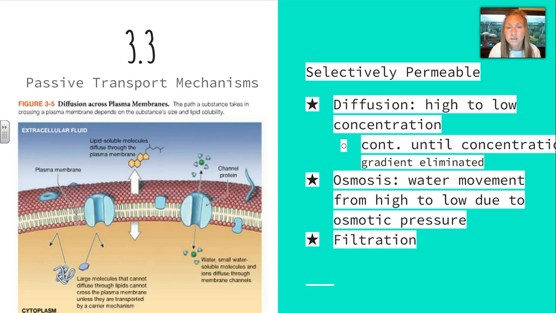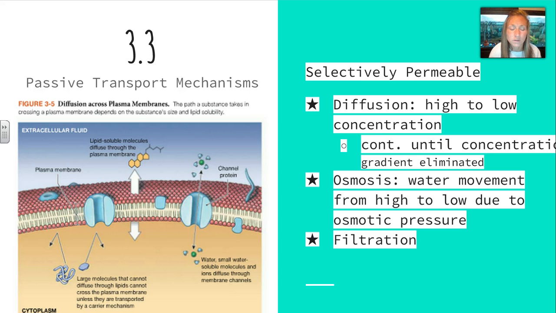So a couple of ways that things can move through the membrane are through diffusion. It's from a high to low concentration gradient, and basically fluids or substances, solutes, will continue to move until that gradient is eliminated. Osmosis is the same thing essentially, but we're specifically talking about the movement of water, and that's due to some sort of osmotic pressure.